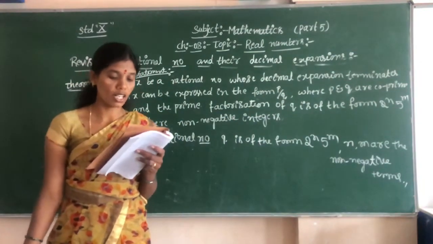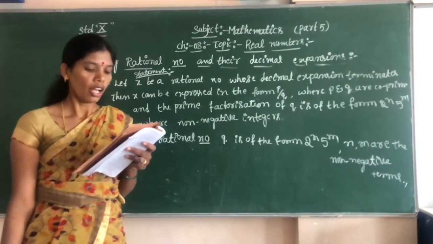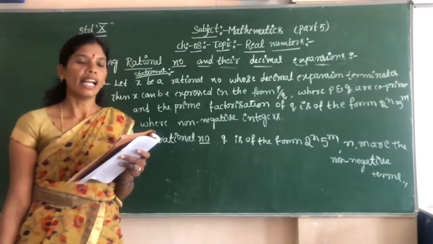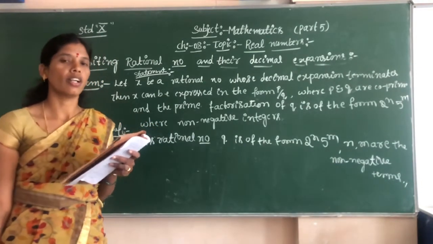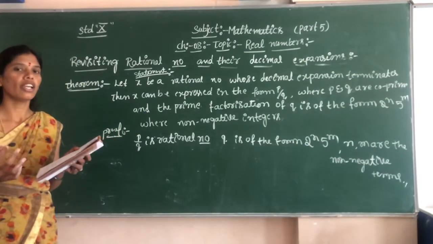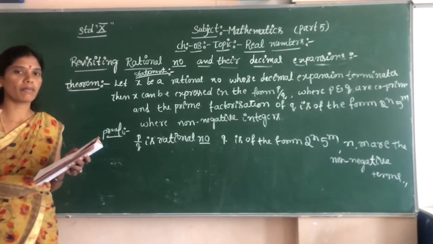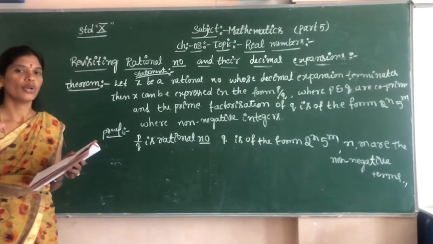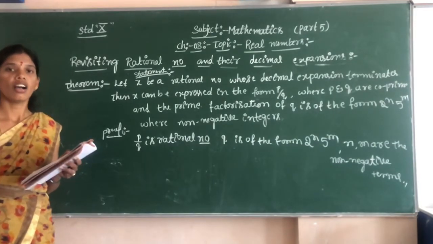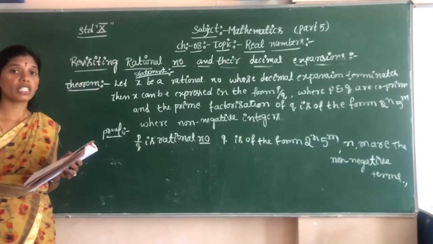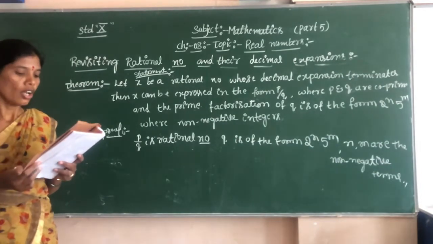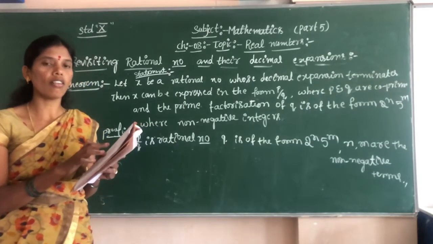Non-negative terms. Do you understand that? Then does p by q have a terminating decimal expansion? Terminating means that only one kind of prime number is coming in the denominator. If many composite numbers are coming in the denominator, that is a non-terminating number. Okay children, so you see, this is non-terminating.